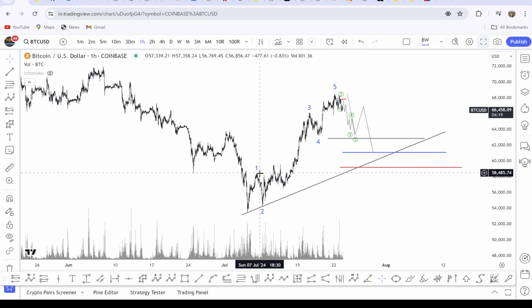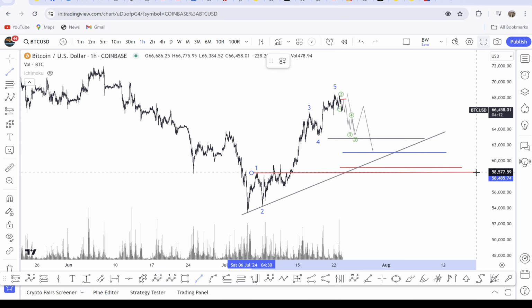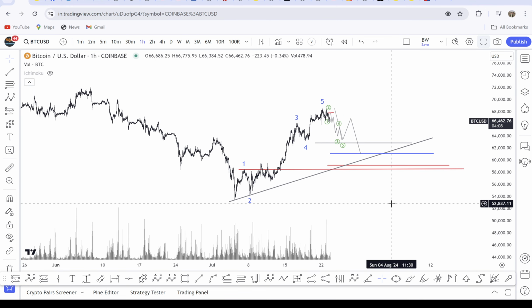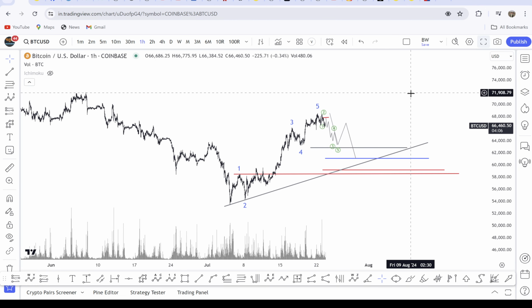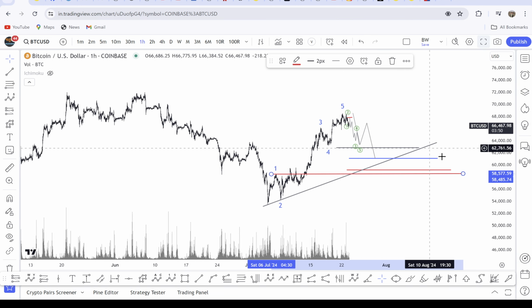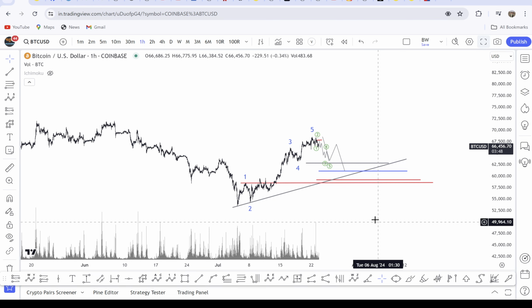this level around the top of the first wave. Price should not go below this level to keep a bullish view. Price should not cross below 58,500. So if we close and price stays above 58,500, then our bullish scenario is intact.